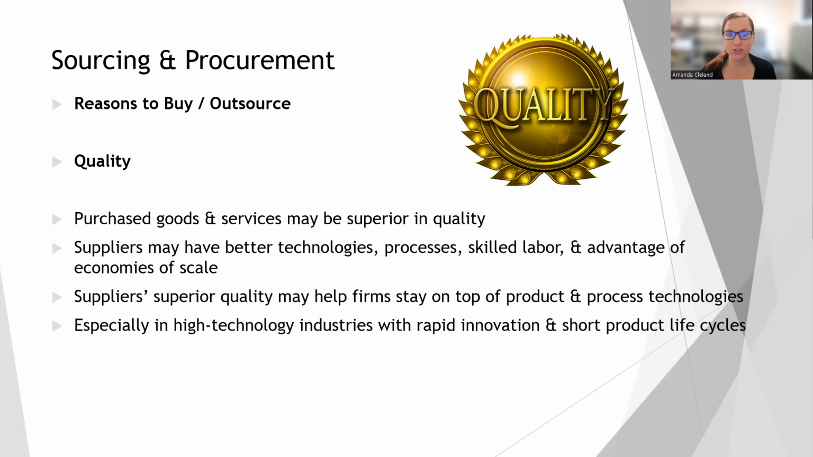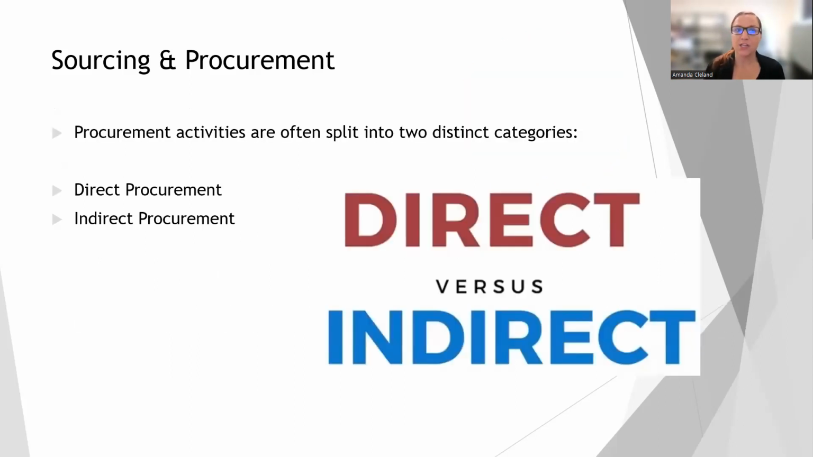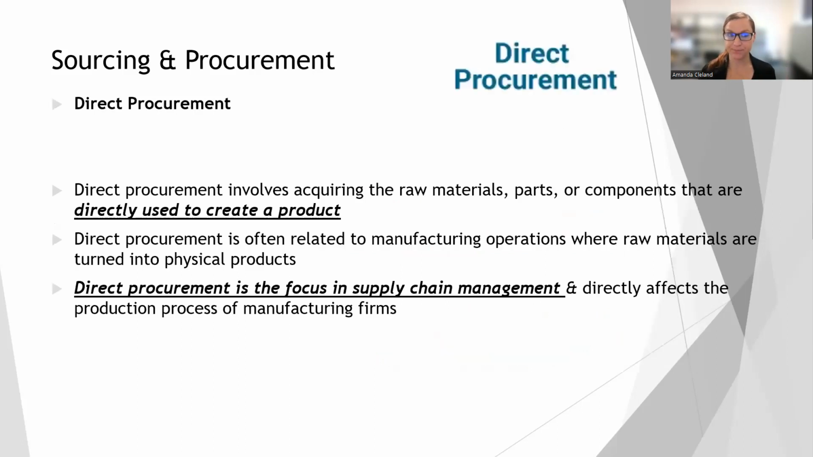And this is especially true in very high technology industries that have really rapid innovation, where it's hard for certain businesses to keep up, or they have really short product life cycles. So quality is a main reason why we would outsource and buy from external suppliers. So procurement activities are typically split into two different categories. We've got our direct procurement and we have our indirect procurement.